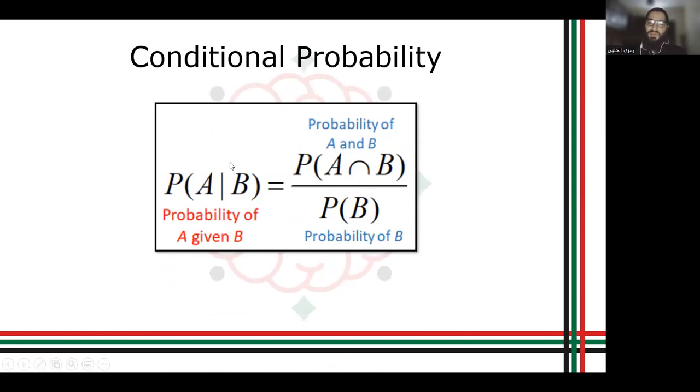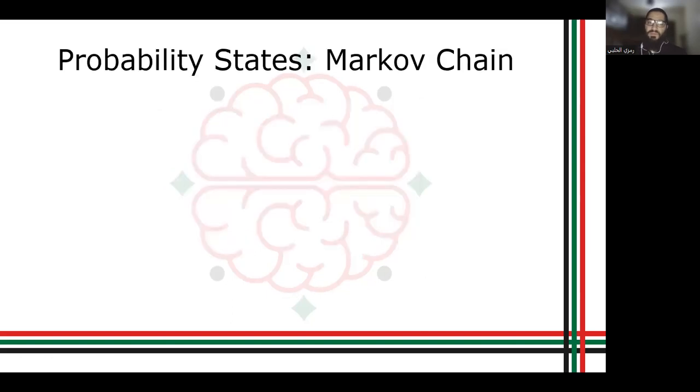This is called conditional probability, P of A given that B happened. This is called the joint probability, and this is called marginal probability. So if you have two, you can compute the third one, and so on. Now we go into another point, which is probability states.